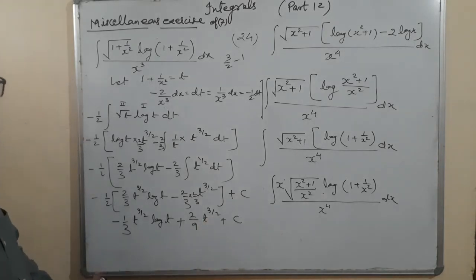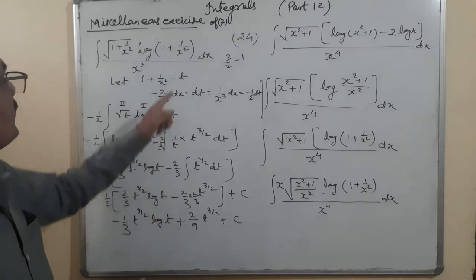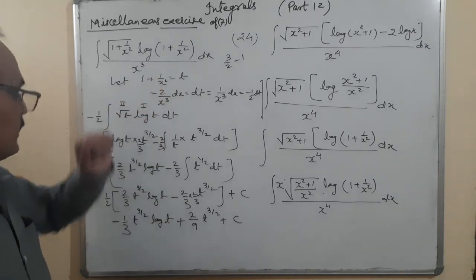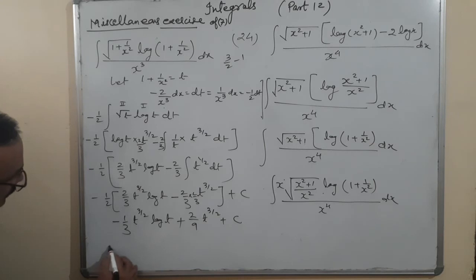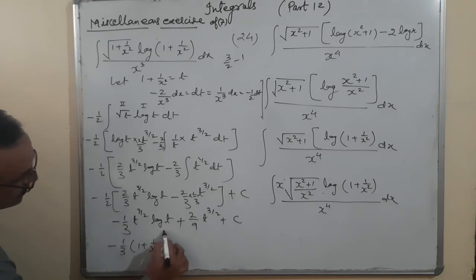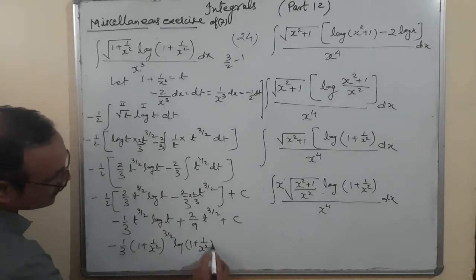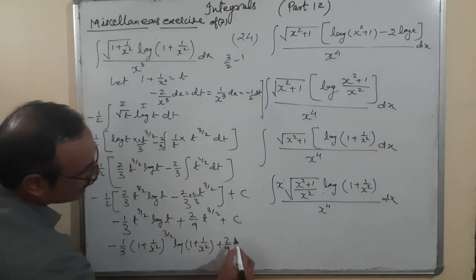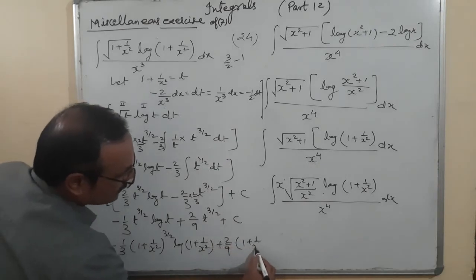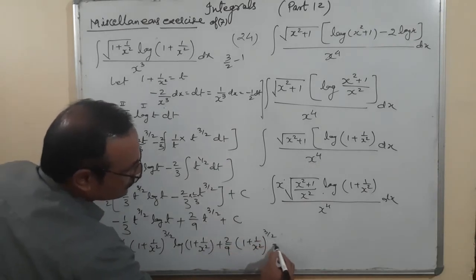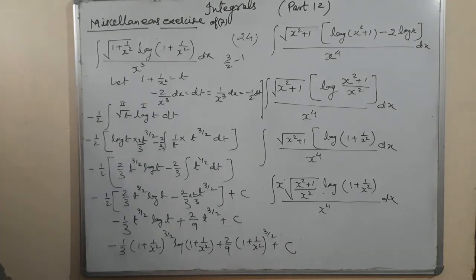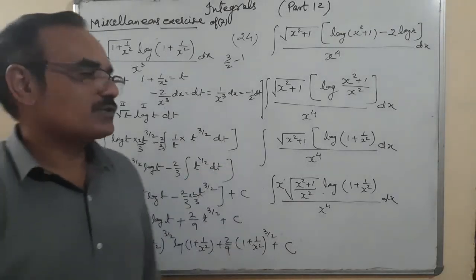And now replace the value of t. What is the value of t? t is 1 plus 1 upon x square. So minus 1 upon 3, (1 plus 1 upon x square) to the power 3 by 2 into log of (1 plus 1 upon x square), plus 2 upon 9, (1 plus 1 upon x square) to the power 3 by 2, plus c. Okay. So this is the solution of this question.